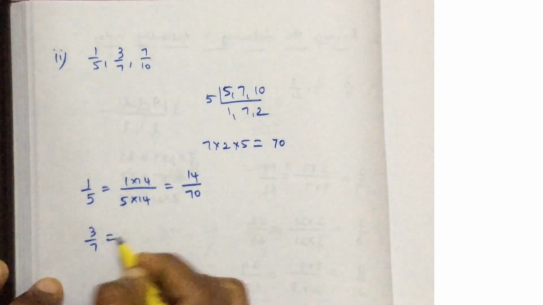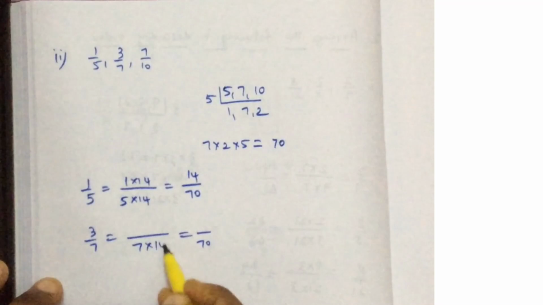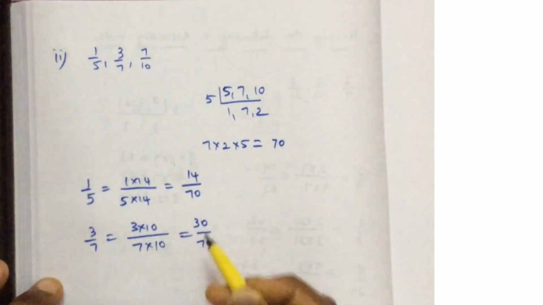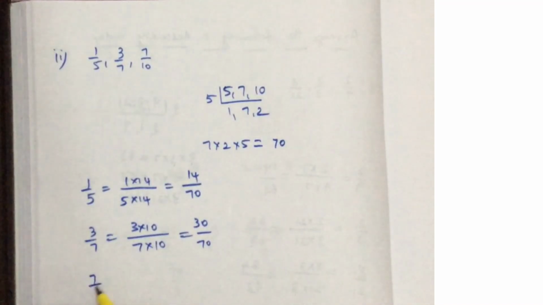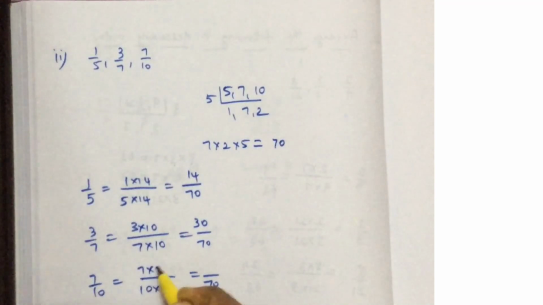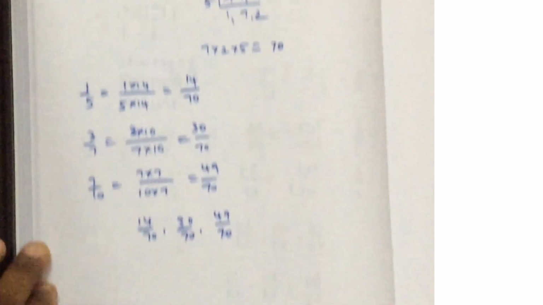Now 3 by 7. So 7 multiplied by 10 is 70. 3 multiplied by 10 is 30. Next is 7 by 10. That is 70, 10 multiplied by 7. 7 multiplied by 7 is 49. The three numbers are 14 by 70, 30 by 70 and 49 by 70.